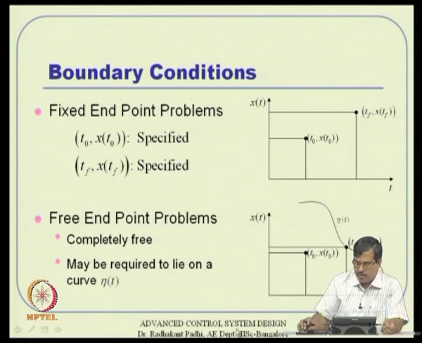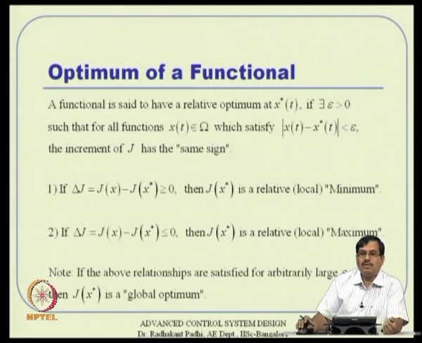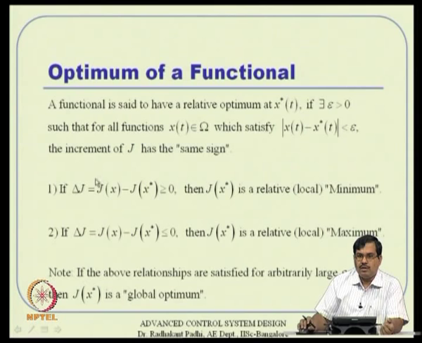Now, when we talk about the optimum of a functional, it is very similar to what we discussed last time in optimization. Here we are talking about delta J, which is something like J of x minus J of x star, where x is around x star, that means x is close to x star. And if you consider this term, then it has to be always greater than or equal to 0.